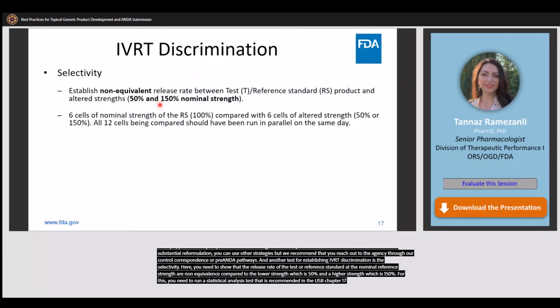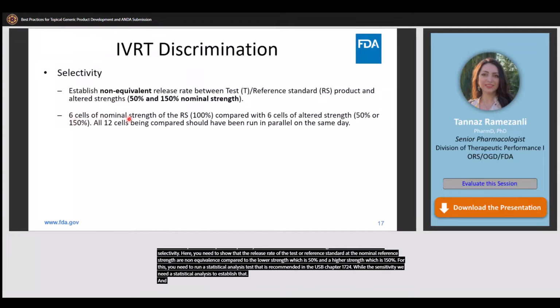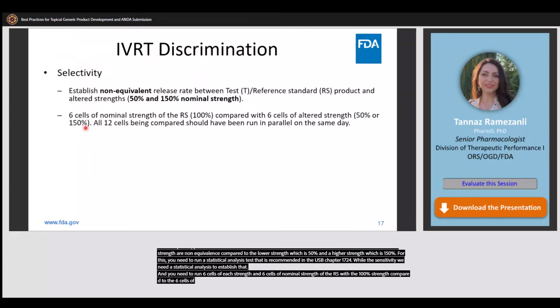While the sensitivity study you need to establish based on visual assessment, here we need actual statistical analysis to establish selectivity. And you need to run 6 cells of each strength and 6 cells of nominal strength of the RS, with the 100% strength compared with the 6 cells of altered strength, 50% and 150%, and all 12 cells that are compared should have been run in parallel on the same day.